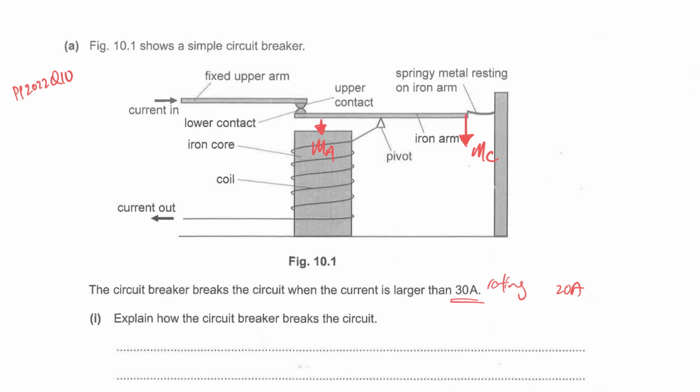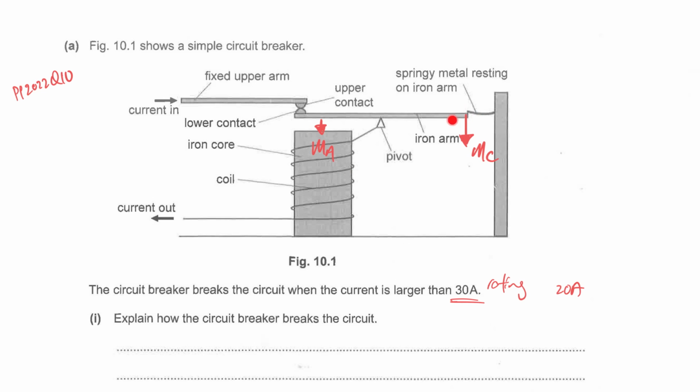Now let's erase this. One thing to take note of is, even though the question did not mention it, you are supposed to know that these two are not the only forces acting on the iron arm. If students were to think that right now the only thing that keeps this iron arm in horizontal equilibrium is that the clockwise moment due to the force by the springy metal equals the anti-clockwise moment due to the attraction force by the iron core, that will be wrong.